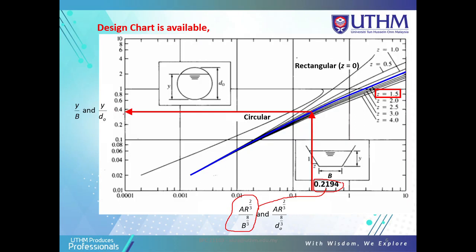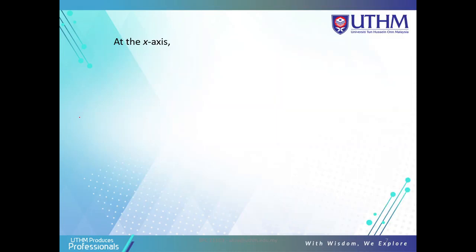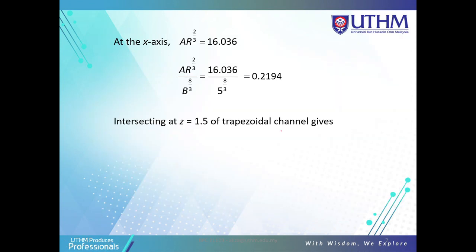At this part, you get y over b, which is 0.37. Looking at the x-axis, the value is 0.2194, and the intersection is at Z equal to 1.5. You get the channel given y over b is 0.37 on the y-axis. Then just multiply by b, which is 5, so you get y naught equal to 1.85. This is the real value of y naught using the design chart.